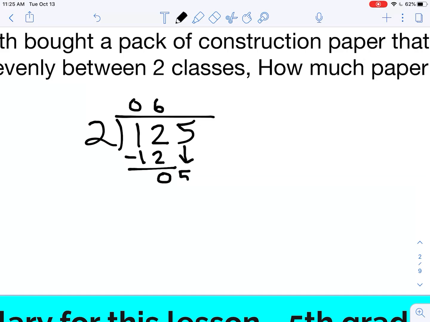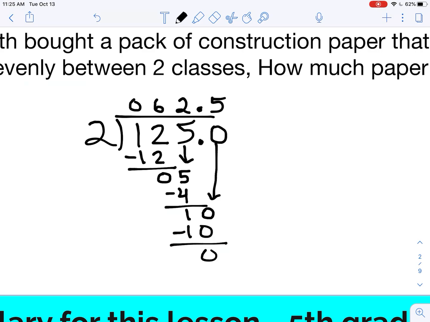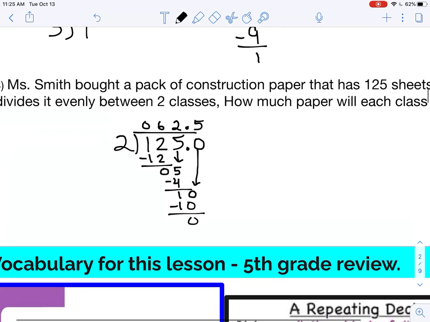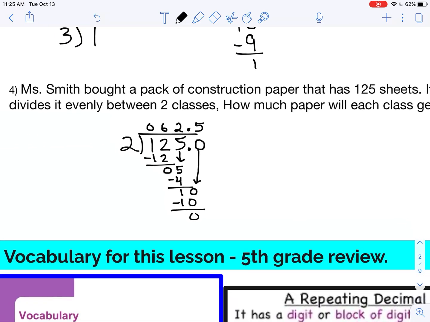We're going to bring the 5 down. 2 goes into 5 2 times. 2 times 2 is 4. And then we have 1 remainder. So now we're going to add a decimal point to the right of the ones place along with the 0. The decimal point has to come up into the quotient. And I'm going to bring the 0 down to make that 1 a 10. And 2 goes into 10 5 times. All right, so each class will get 62 5/10 pieces of paper, or 62 whole pieces and then another half.